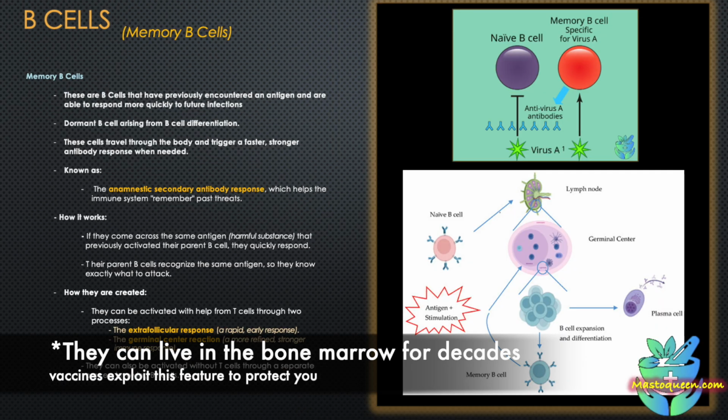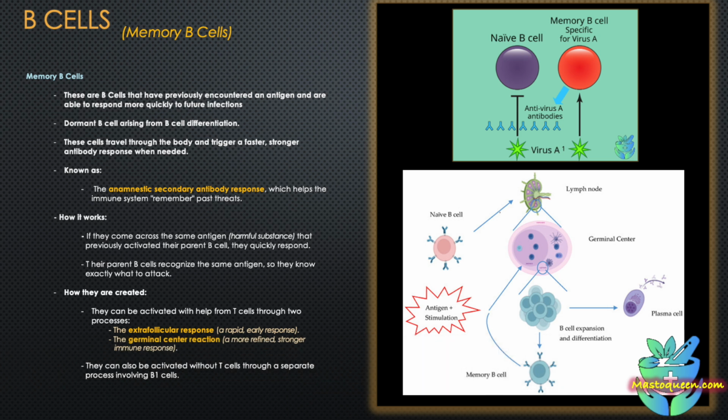Memory B cells. These are B cells that have previously encountered an antigen and are able to respond more quickly to future infections. Now, mature B cells in general, including those in the peripheral blood, typically have a half-life of 5 to 6 weeks, with a small percentage being short-lived and lasting only a few days. Memory B cells, however, which are crucial for long-term immunity, can live for years, potentially even decades, in your body and in your bone marrow. Vaccines actually help exploit this process.